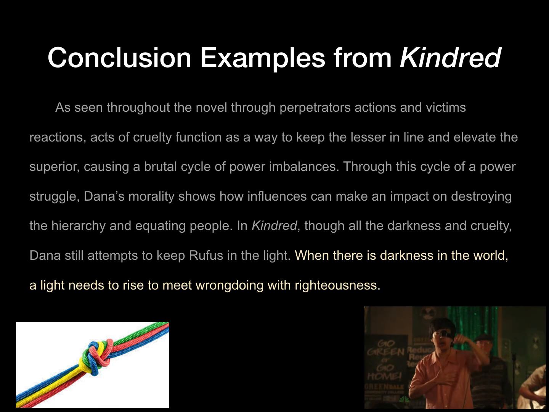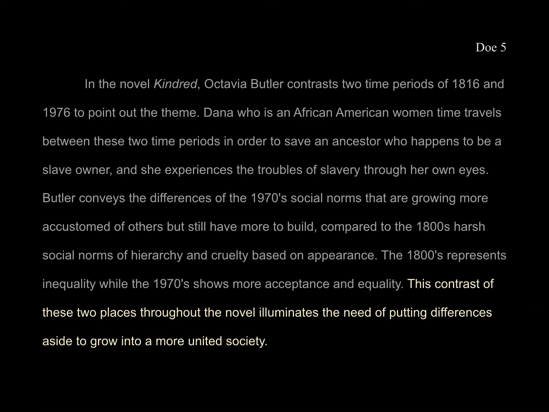"In Kindred, through all the darkness and cruelty, Dana still attempts to keep Rufus in the light. When there is darkness in the world, a light needs to rise to meet wrongdoings with righteousness." Great. Awesome. Okay, there was a typo there, but that's okay. And that last sentence there is that mic drop. So you see how all the ideas were tied together. There was a step towards making this more broad, and that last sentence can apply to all readers. It's not specific to Dana, to Rufus. It's some kind of message readers can take away and apply to their own life. Awesome. Love it. Okay, 2 more examples. Notice the formatting is double spaced.